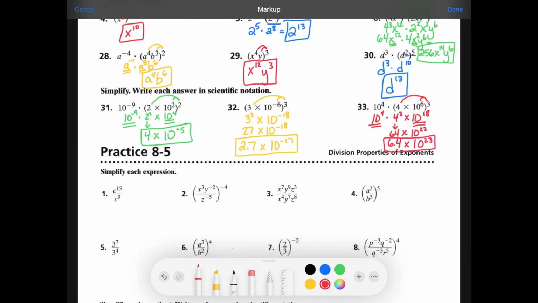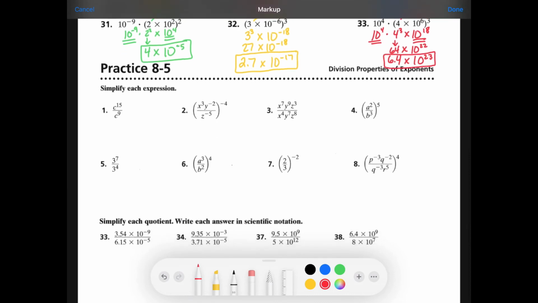Last section, division, we're subtracting the exponents. So 15 minus 9 is 6. So we'll just have C to the 6th. Now over here, if you want, you can move the negative exponents first, but let's actually multiply the exponents first, and then we'll move later. So x to the negative 12th, y will turn to positive 8, and z will turn to positive 20. Now we'll just move the x to the negative 12th to the denominator.